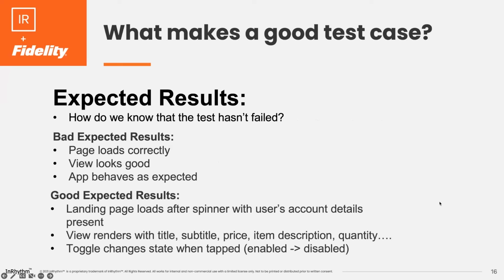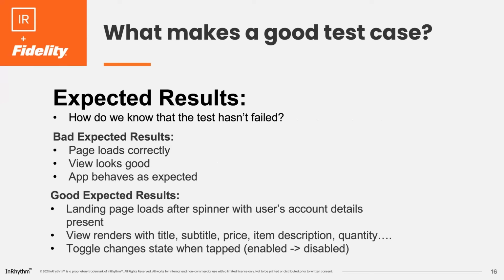Finally, we're going to come to expected results. How do we know that the test hasn't failed? A lot of times this is covered by a final assertion. And like I said before, we just have several test steps and a final assertion to make sure that things are working correctly. This is not as good as it could be. If we have expected results at every single step, then we know what's going on and we know that things are functioning correctly through the step.